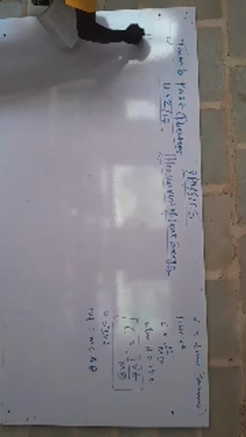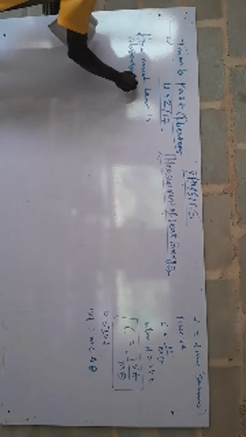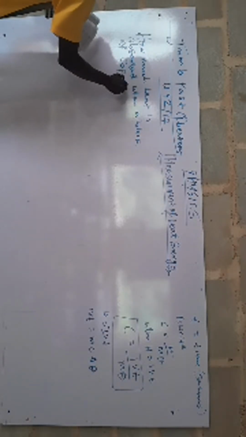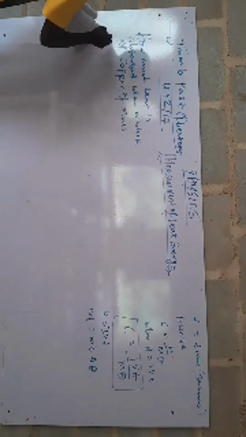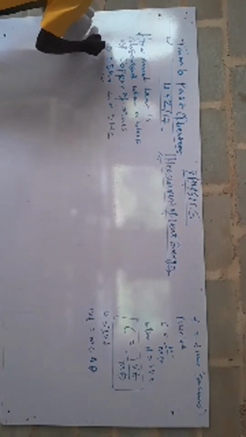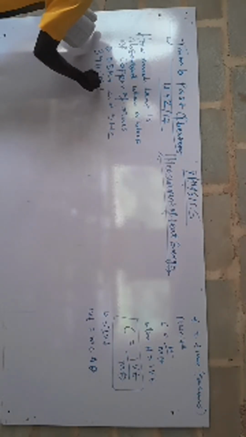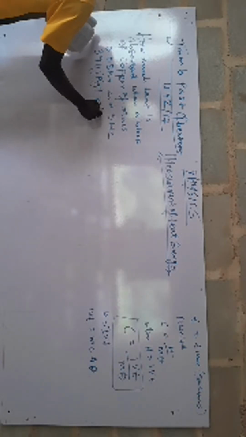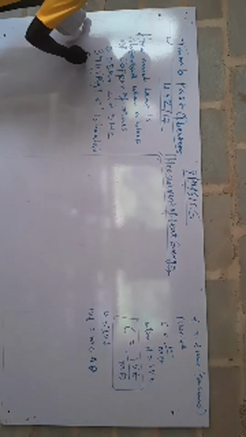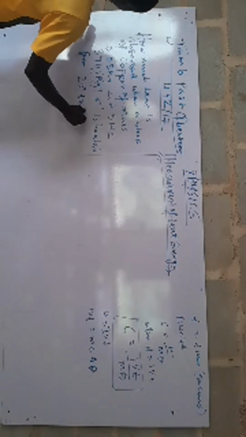So the question says: how much heat is absorbed when a block of copper of mass 0.05 kg and specific heat capacity 390 joule per kilogram per Kelvin is heated from 20 degrees Celsius to 70 degrees Celsius.